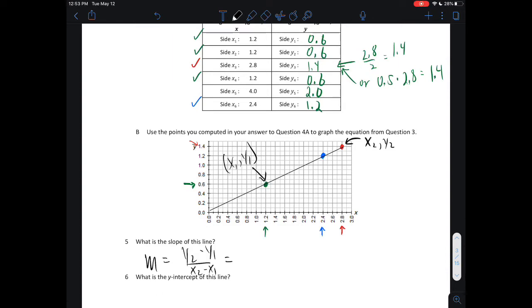Let's use those. So y2 for the red dot was 1.4. y1 for the green dot was 0.6. x2 for the red dot was 2.8. And then x1 for the green dot was 1.2. So this gives me 1.4 minus 0.6, which is 0.8, divided by 2.8 minus 1.2, which is 1.6. And when you divide those two, 0.8 divided by 1.6, that's 0.5.